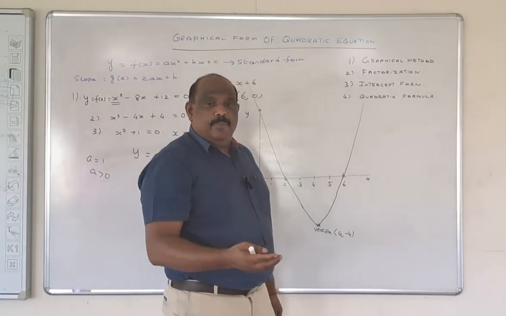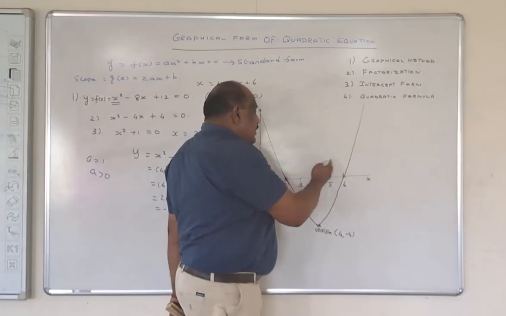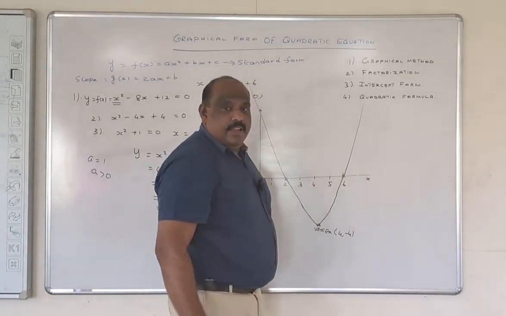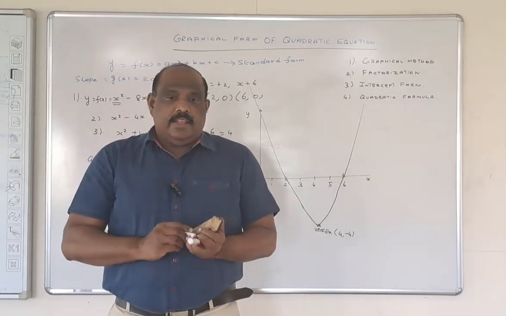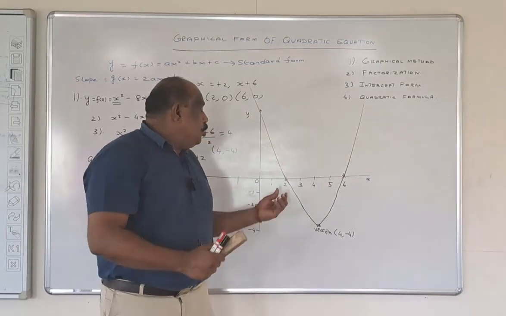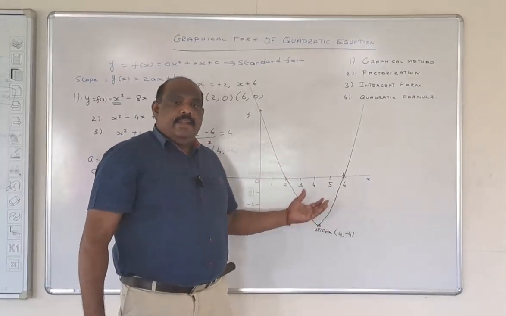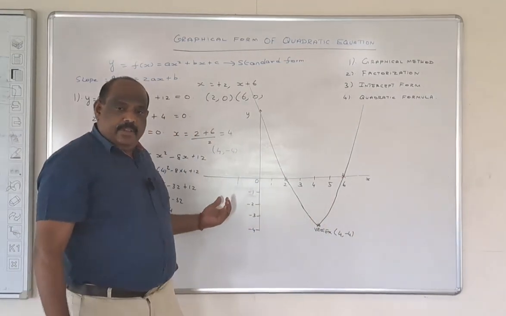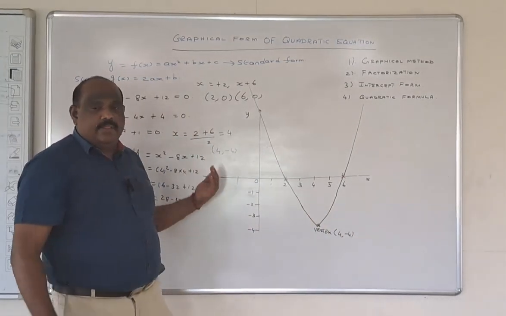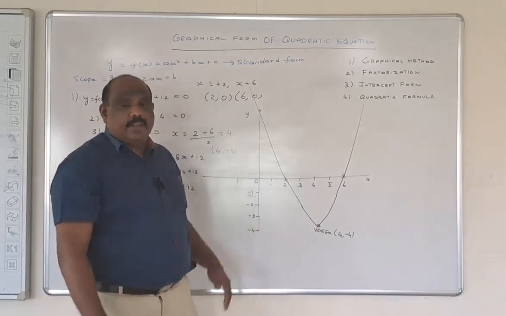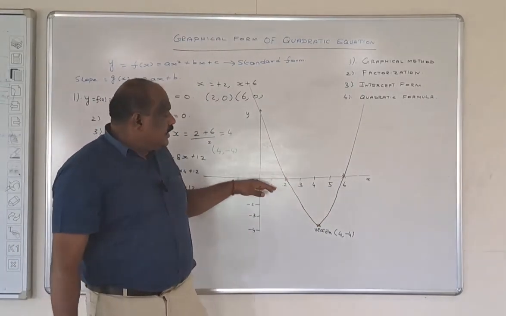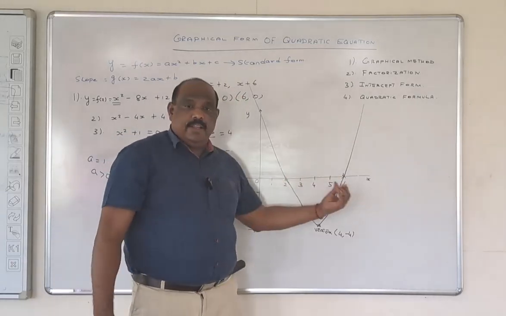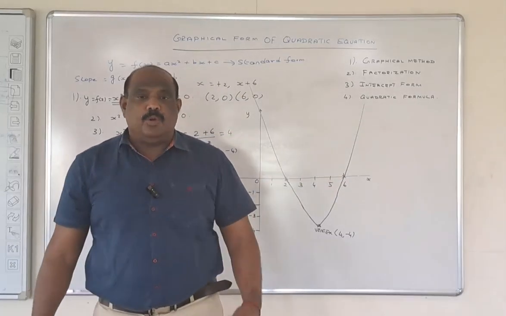But we come to know this graph will intersect the x-axis at two locations, which means from this graph we understand that this particular quadratic equation has two real roots. They need not be positive, they can even be negative. The same thing can happen on the other side if the equation is different. But from this we know that this quadratic equation has two real roots because it is intersecting the x-axis at two locations, 2 and 6. I hope you got it.